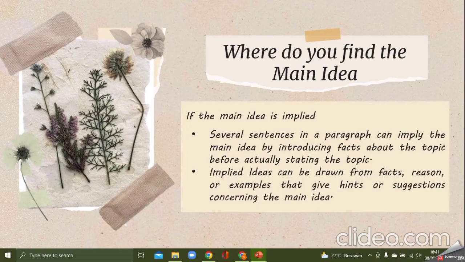Implied ideas can be drawn from facts, reasons, or examples that give hints or suggestions concerning the main idea.